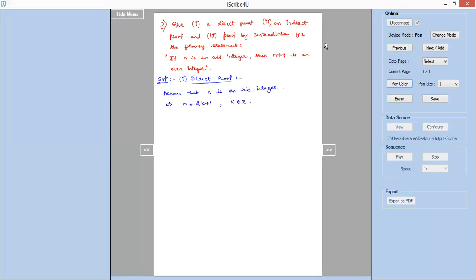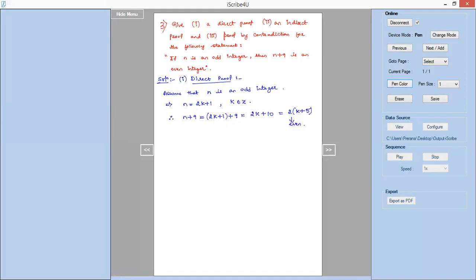So what will be n plus 9 then? I have to obtain the resultant for n plus 9 and prove that n plus 9 is an even integer. So let us perform n plus 9, which will give us 2k plus 1 plus 9, which is the same as writing 2k plus 10, or this can be written as 2 times k plus 5. 2 times k plus 5 is an even number. It is multiplied by 2, so this is an even integer.